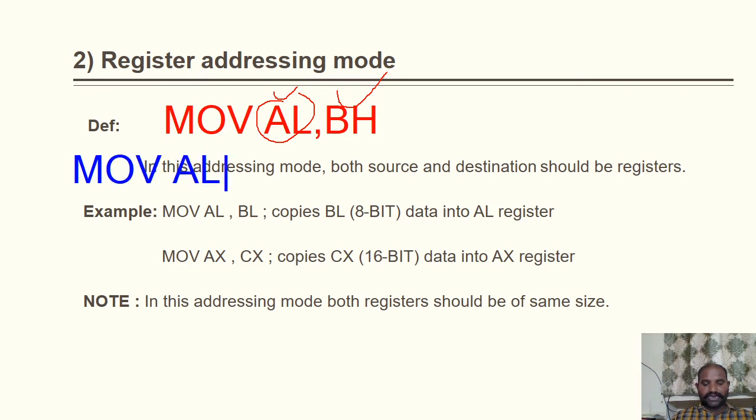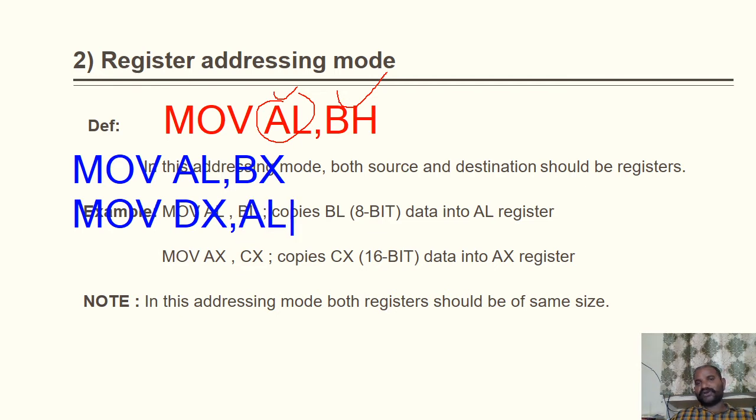MOV AL, BX is not possible because BX is a 16-bit register and AL is an 8-bit register. And one more thing: MOV AX or DX, AL is also not acceptable. Why are these two not acceptable? Because both operands are not of the same size.